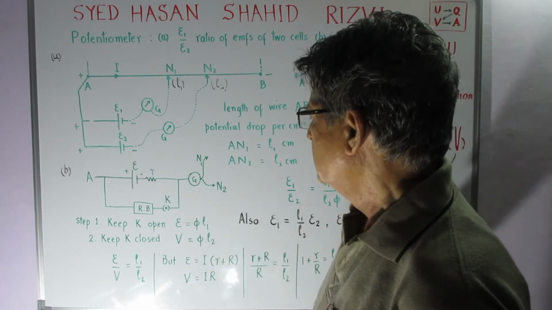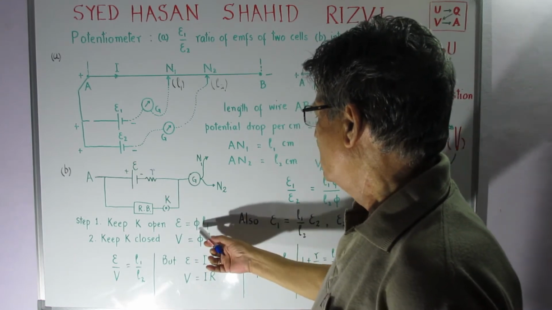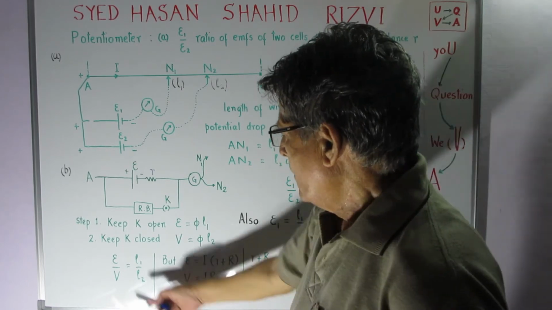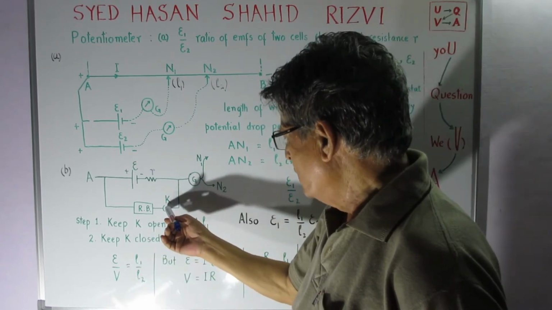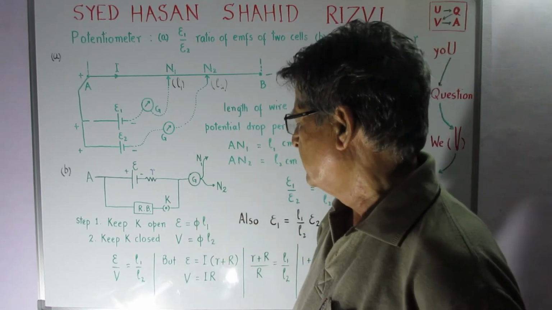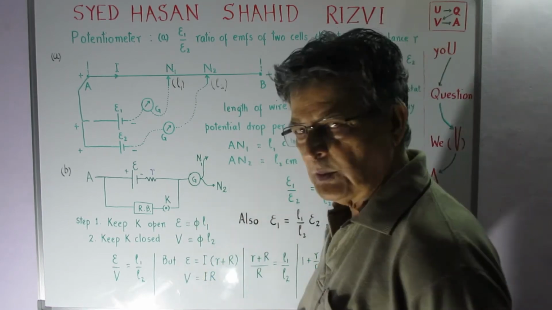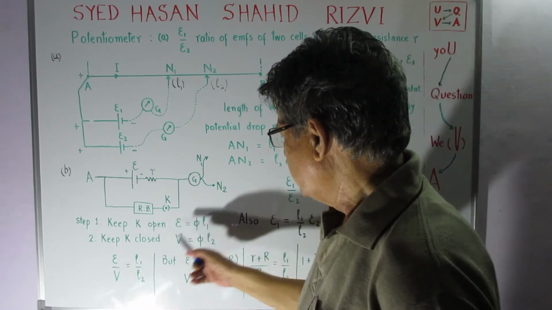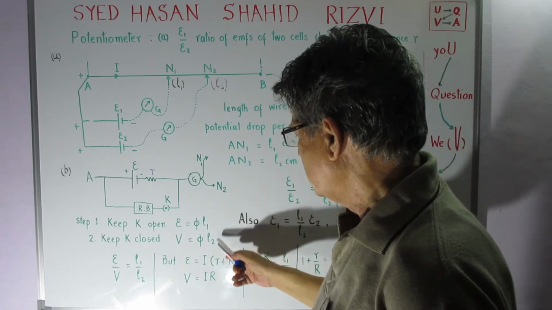So I get the value of E as equal to 5 into L1. Okay. When the key is closed, then V becomes equal to the terminal voltage that we obtain, that becomes equal to 5 into L2. So E upon V, I get it, 5 and 5 cancel, L1 upon L2.